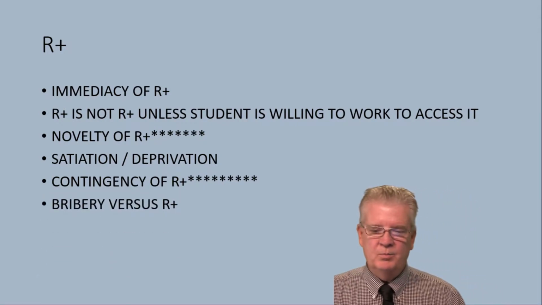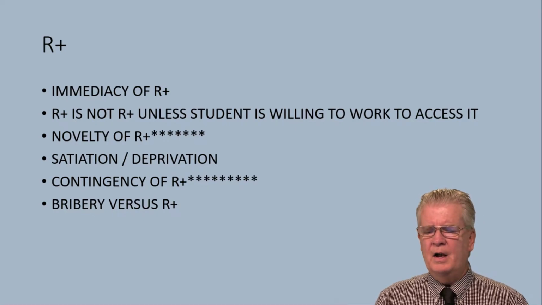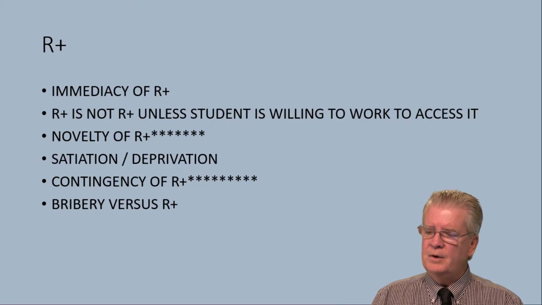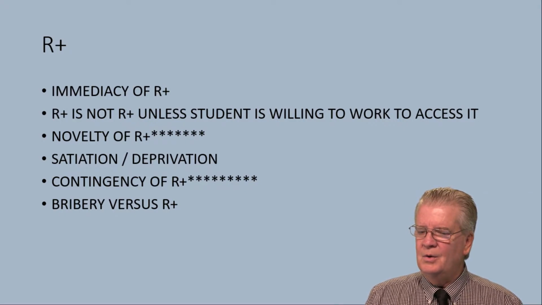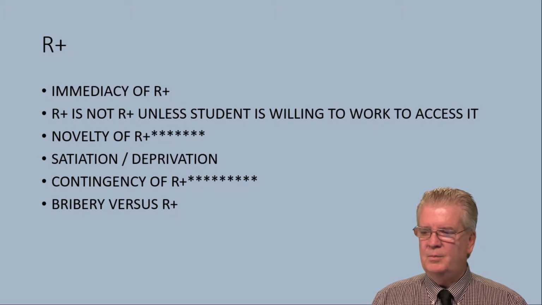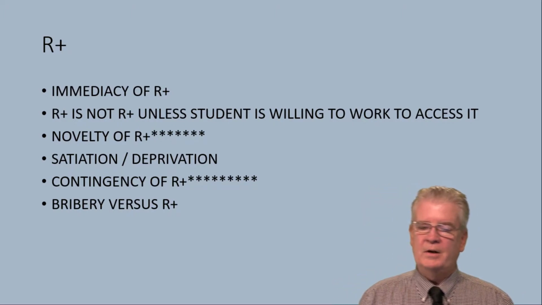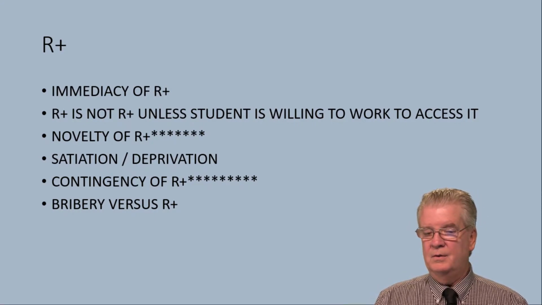And then, as always, bribery versus reinforcement. We have to be very cognizant of the difference here. Bribery is you're giving a reinforcer before any behavior has occurred. Reinforcement always occurs after the behavior. So none of this, I'll give you this cookie if you do these problems correctly, that's bribery. You can alert a student to what they're working for, but you don't actually deliver it until the behavior occurs. And therein lies the difference.